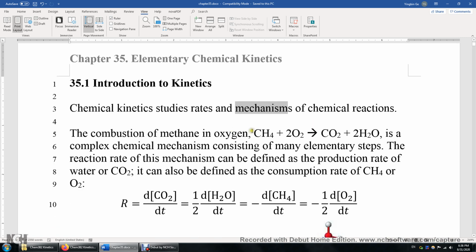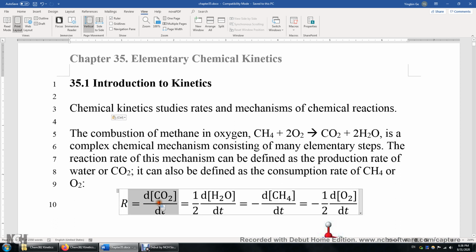For example, this reaction, the combustion of methane in oxygen, produces CO2 and water. This is a very complex chemical mechanism consisting of many elementary steps. How do we define the reaction rate of this reaction? Usually we look at the products. We look at how fast this CO2 is being produced.